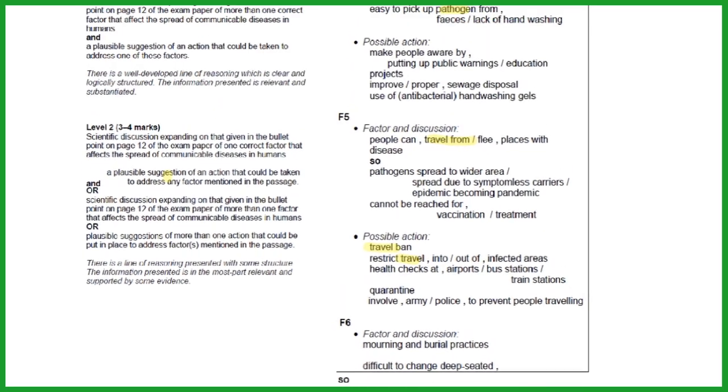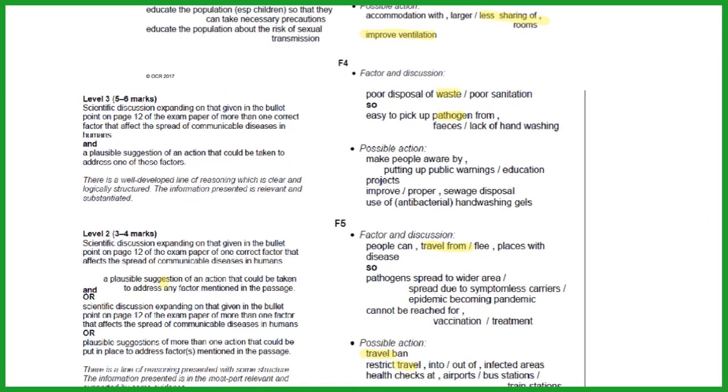Now, having a look at what you needed to get, so for 5 to 6 marks you needed to expand on more than one bullet point, and you needed to get more than one correct factor that would affect the spread of communicable diseases in humans, and then apply a plausible suggestion of the action that you could do to address one of those factors. It needed to be a well-developed line of reasoning which was clear and logically structured, and it needed to be relevant and substantiated.